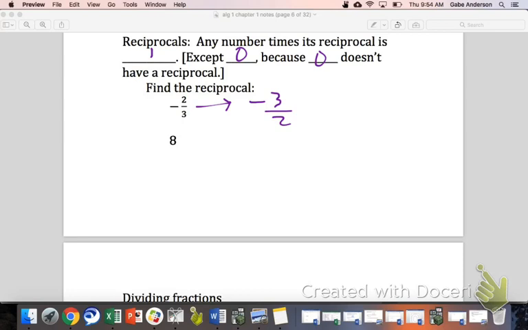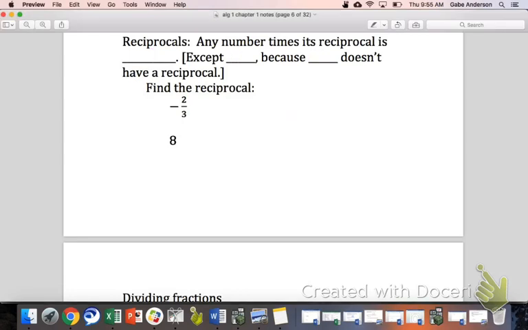All right, what do you think about the reciprocal of 8? Go ahead, Ashlyn. It would be 1 over 8. Correct. Makes sense to everybody? Because originally it was 8 over 1, so if we flip the numerator and denominator, we end up with 1 over 8 for a reciprocal. Okay. Good? Awesome.